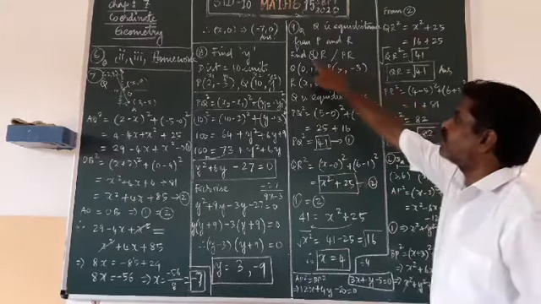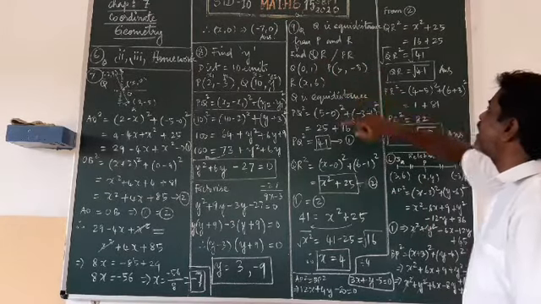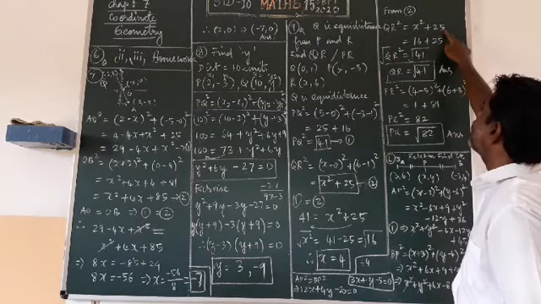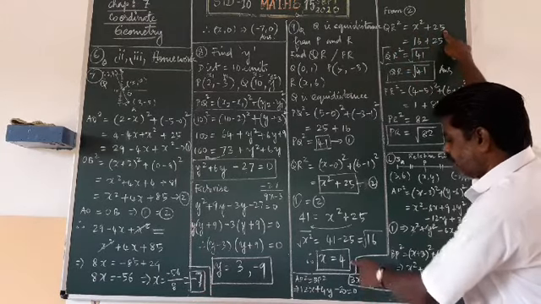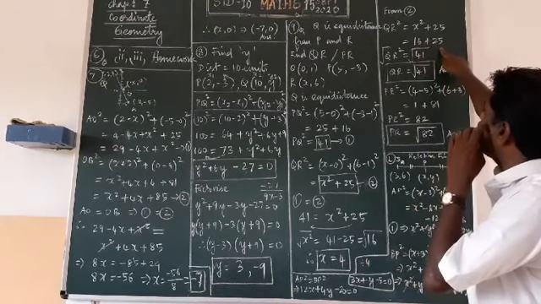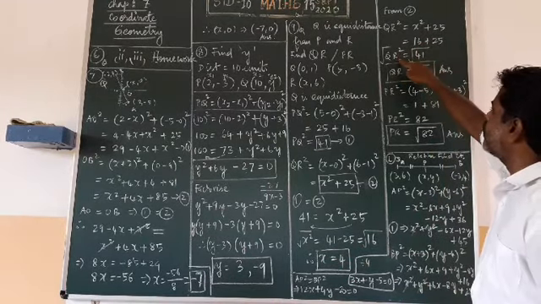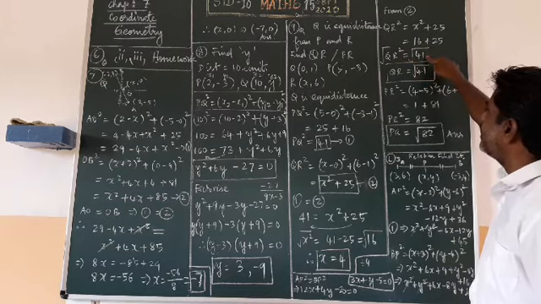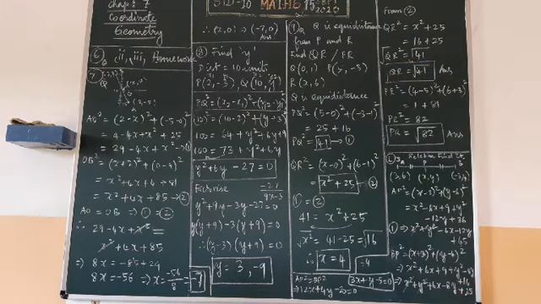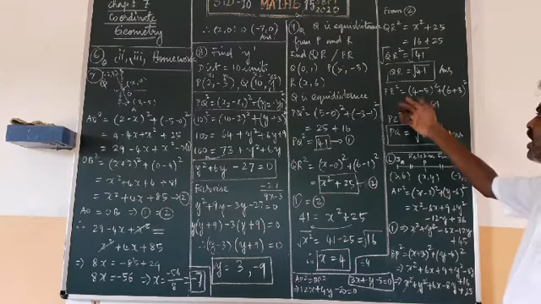Then what are they asking? Find the QR distance and PR distance. So QR distance is what? QR square equal to x square plus 5 square, 25. The x value we have found, so substitute here 16 plus 25. So QR square is 41, and you will get QR equal to root under 41.